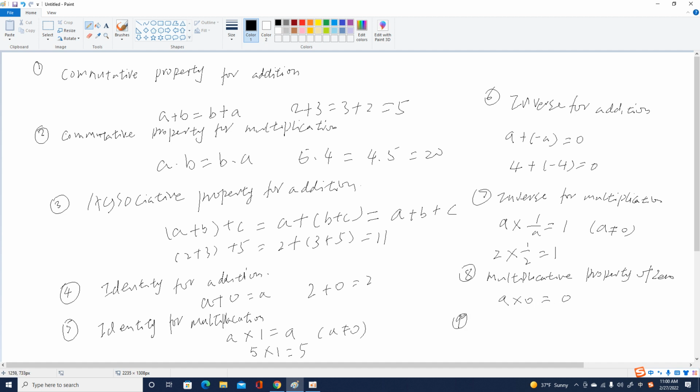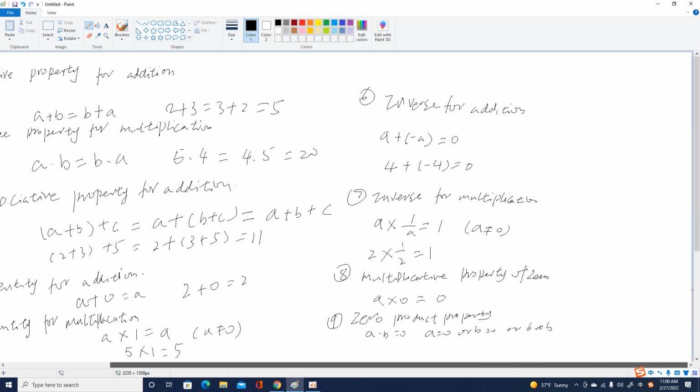The next one is the zero product property. That means, for example, a multiply b equals 0. So that means a equals 0 or b equals 0 or both. Okay. This property is important. Okay.